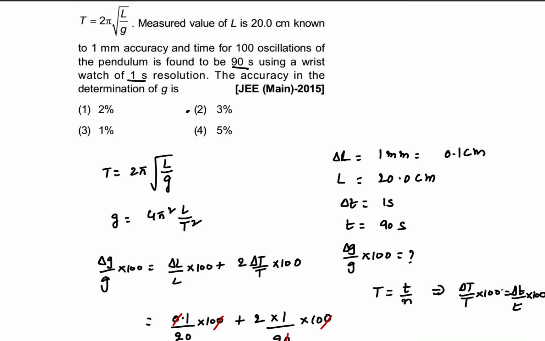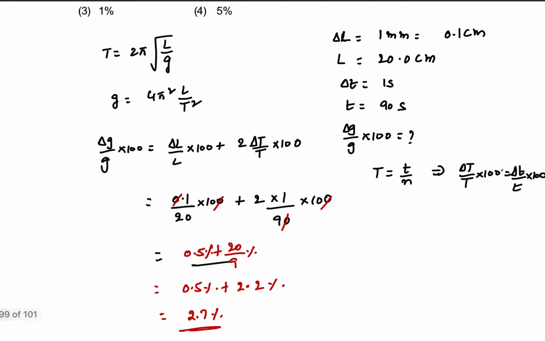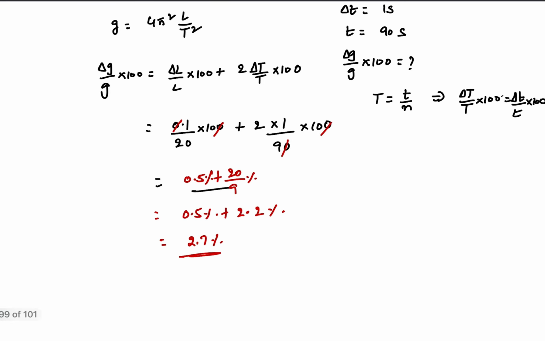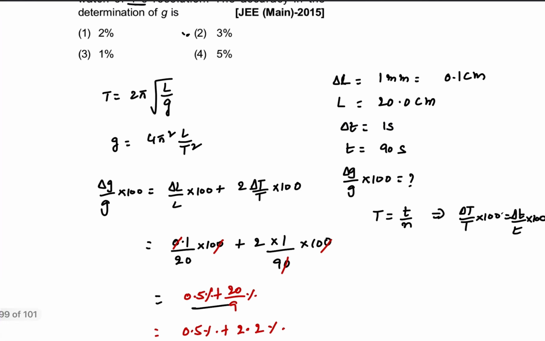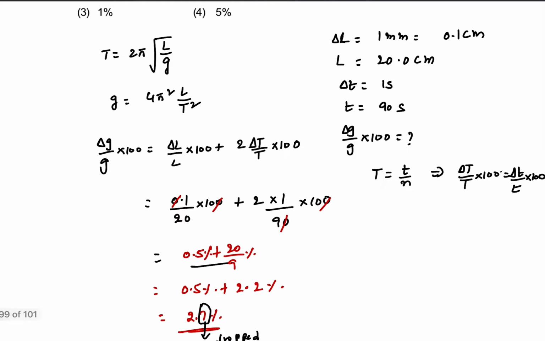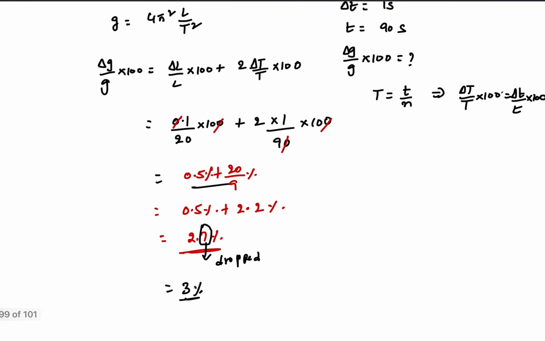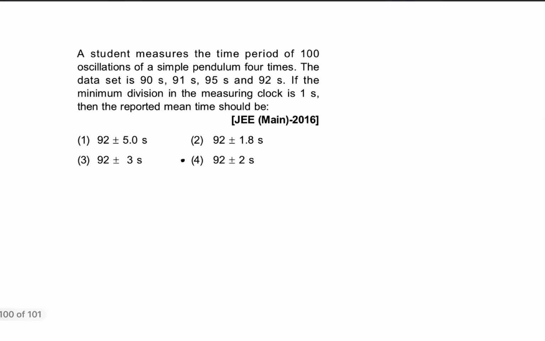You observe this carefully. If you see, they are asking the g value only in a particular form. Here 2 percentage, 3 percentage, 1 percentage, 5 percentage. They are asking up to one digit only. If I want to write in one digit, you can see 7 should be dropped. If I want to drop the 7, 7 is more than 5. Now the preceding digit will be raised by 1. So we will get 3 percentage. Okay. So the answer is the second option.